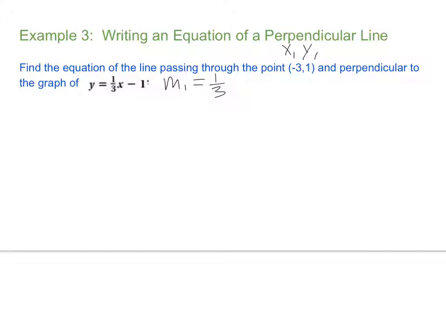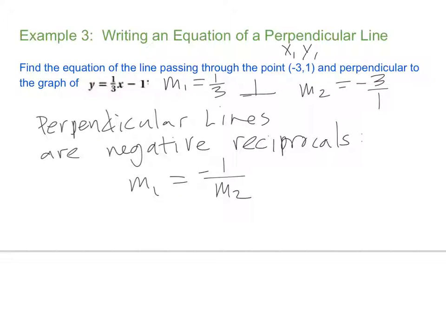If we wish the slope to be perpendicular, a rule we have is that perpendicular lines have slopes that are negative reciprocals. Reciprocal means flip the fraction. So perpendicular lines are negative reciprocals. And so the first slope equals negative 1 over the second slope, which just means flip the fraction, whatever it was. So I know the slope that I want is really negative 3 over 1 or negative 3.